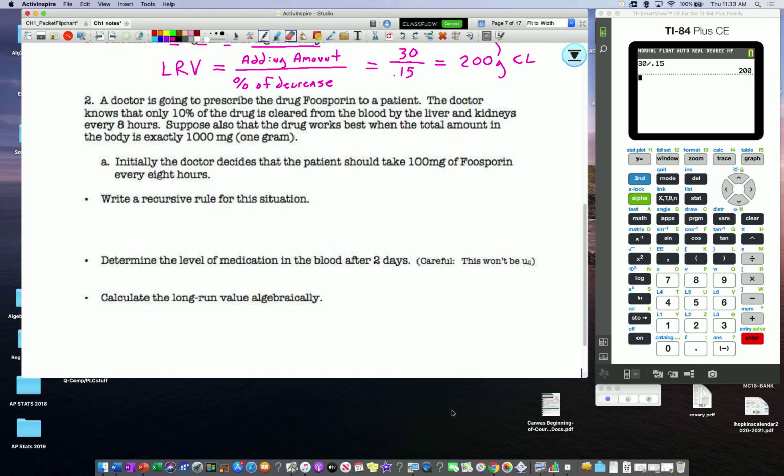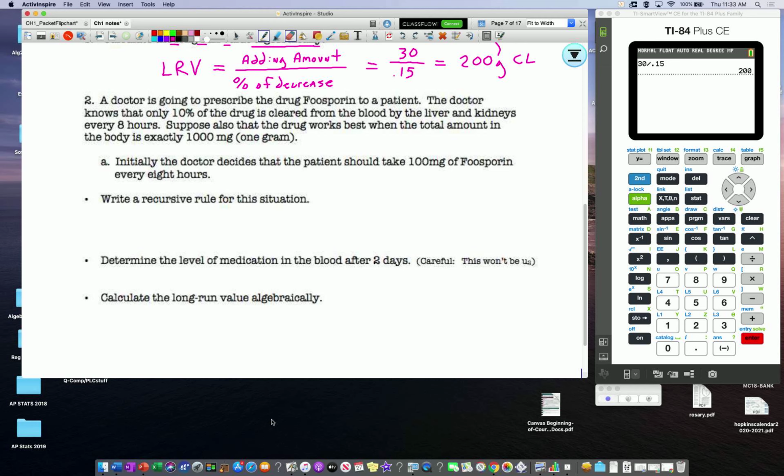Okay? So let's take a look at an example here. It says a doctor is going to prescribe the drug Fusporin to a patient. I don't know if that's an actual drug, but anyway, the doctor knows that only 10% of the drug is cleared from the blood by the liver and kidneys every 8 hours. Suppose also that the drug works best when the total amount in the body is exactly 1,000 milligrams, 1 gram. Okay? Initially, the doctor decides that a patient should take 100 milligrams of Fusporin every 8 hours. So I know it works best if you have 1,000 in the body, but maybe your body can't handle so much at the same time, hence why it prescribes 100 at a time.